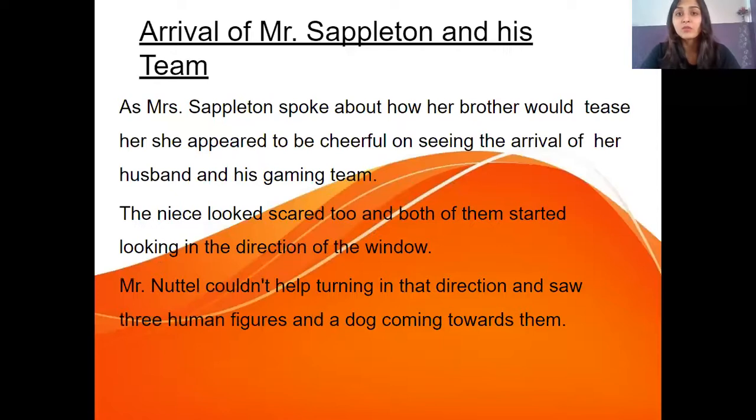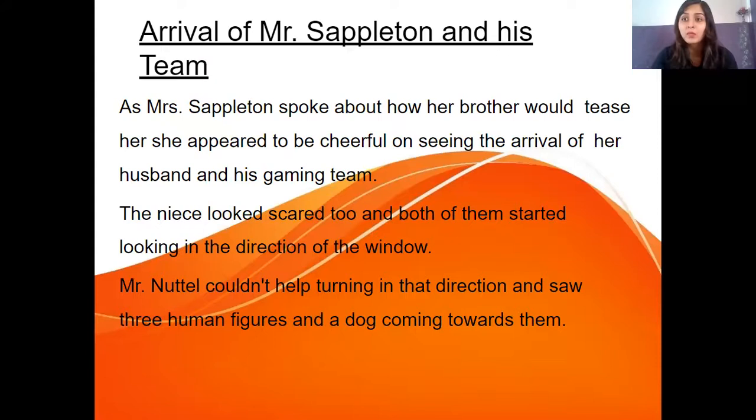The arrival of Mr. Sapleton and his team. After some time, Mr. Sapleton and his team, that is the brother of the lady, the dog and their friend, actually arrive from the game. The niece looked scared, so she's acting. She's actually acting in front of Mr. Nuttall. She's not scared because she knows they're alive, but she's trying to show Mr. Nuttall that even she's scared.